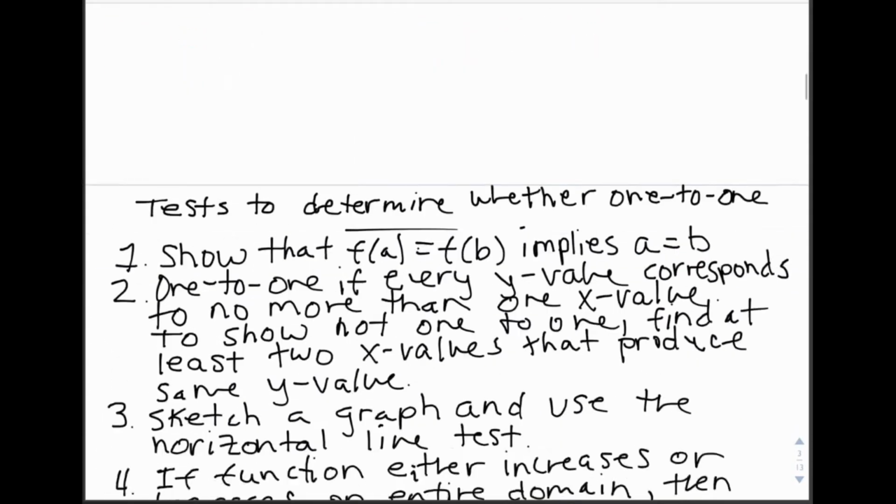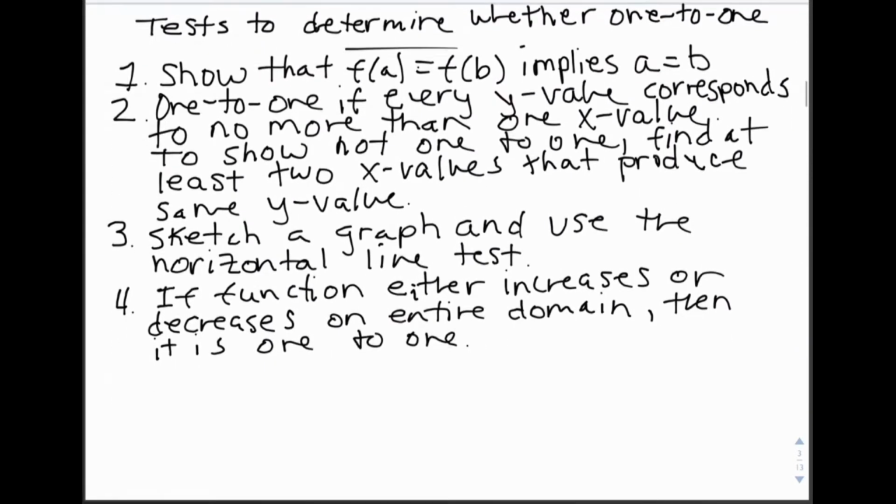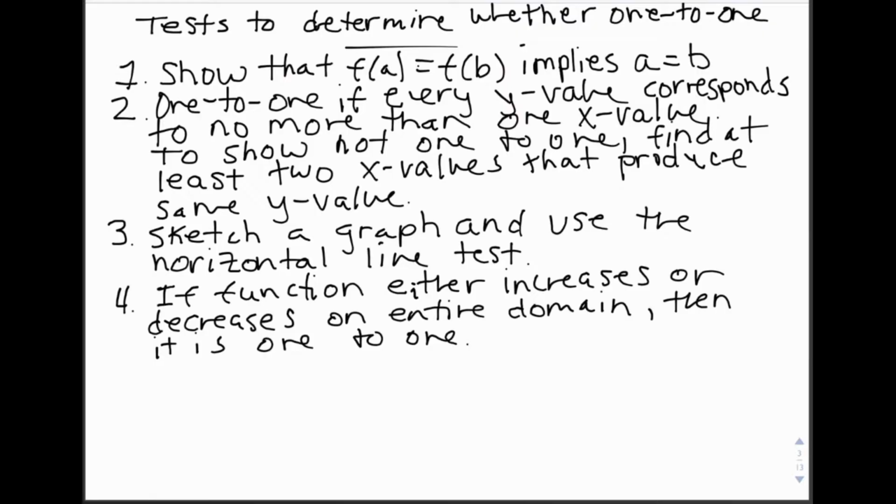Now let's go ahead and look back at our test to determine whether one-to-one. Number 3, what we just looked at, you could sketch a graph and use the horizontal line test, and if it crosses 1 point, then you're good to go. If it crosses at more than 1 point, then you can say this one is not one-to-one. Now number 4, if a function either increases or decreases on its entire domain, then it is one-to-one.